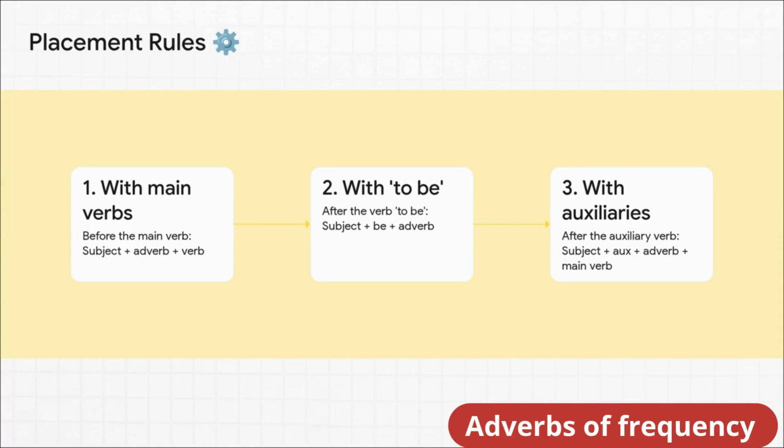Simple enough. But, and this is a big but, the verb to be is special. It always does its own thing. So for is, am, are, the adverb comes after. And finally, if your sentence has a helping verb like have or will, the adverb just squeezes right in between the helper and the main verb.